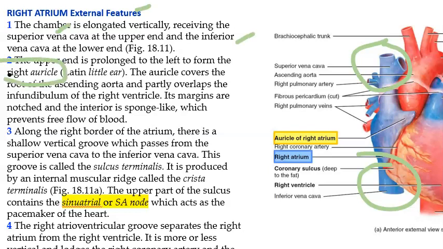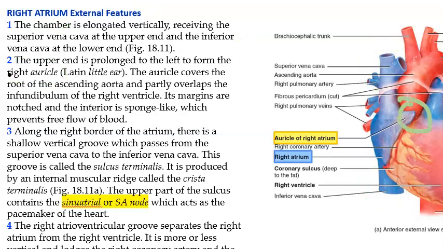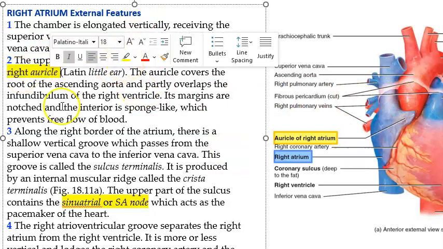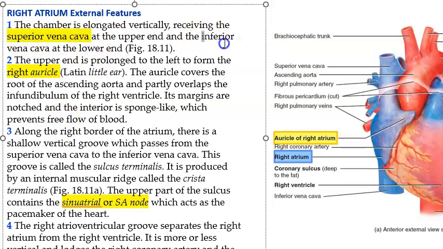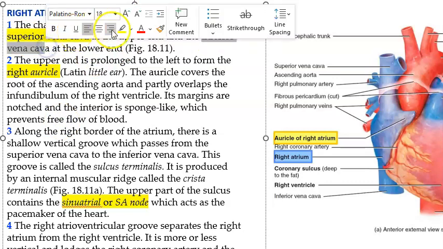Then you have something called the right auricle, as though it's an ear type of thing, like a flap. The auricle covers the root of the ascending aorta. So this auricle is like hugging the aorta, like a hand on the shoulder. So the word you will use here is right auricle. Superior vena cava, and inferior vena cava at the lower end.